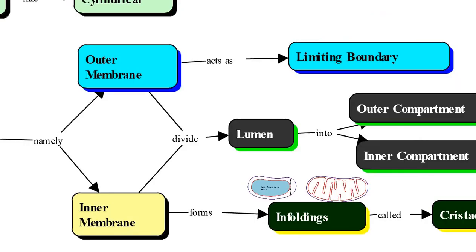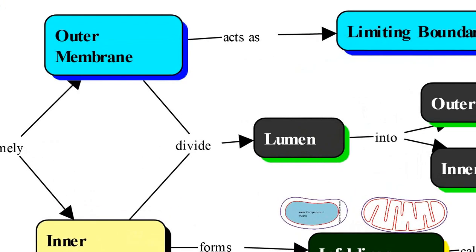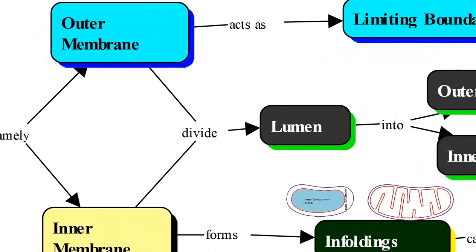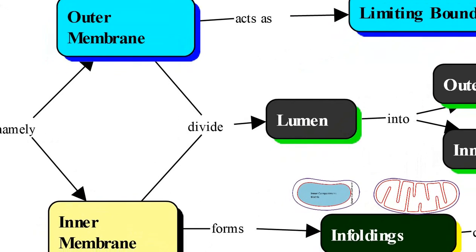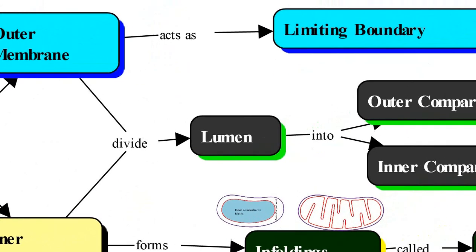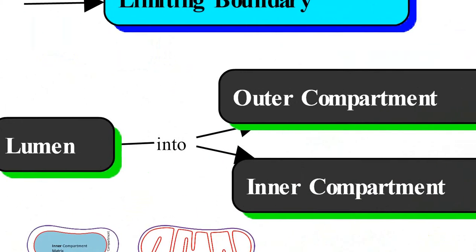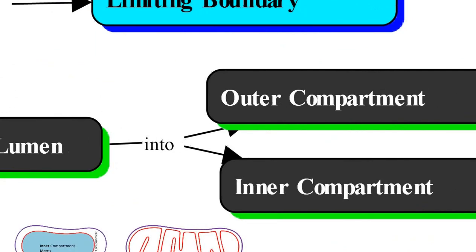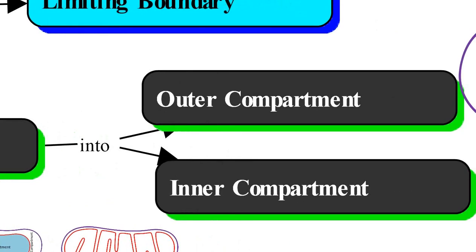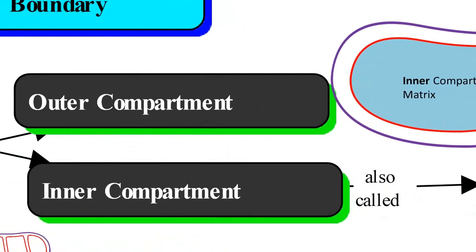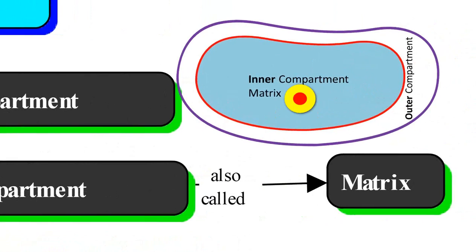The space present inside this mitochondria is usually called the lumen. The empty space present inside the organelle is called the lumen. Here, due to the presence of the two membranes, the outer membrane as well as the inner membrane, that divides the lumen into two regions, the outer compartment as well as the inner compartment. This inner compartment is also called the matrix.